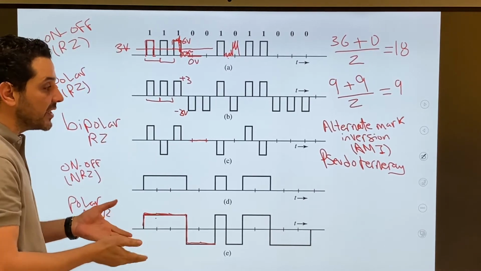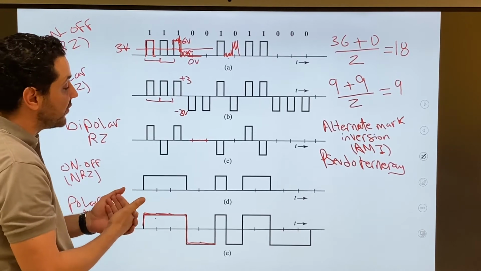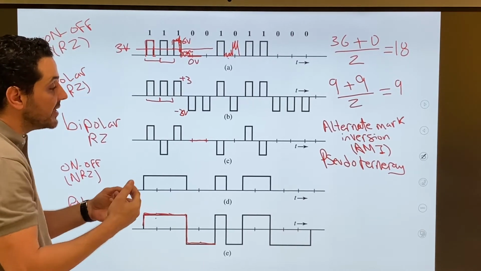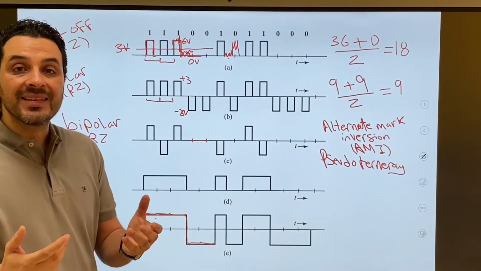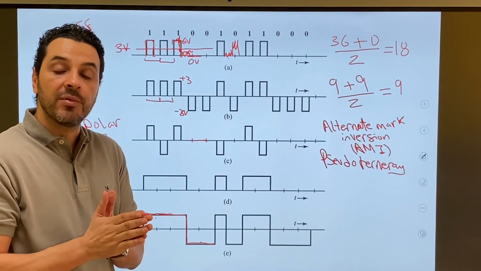What's the benefit of this? What's the advantage of this over other schemes? The advantage of this scheme over other schemes is that the receiver can detect a single error. If a single error happens, then the receiver will be able to detect it.